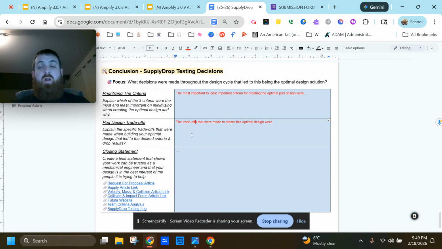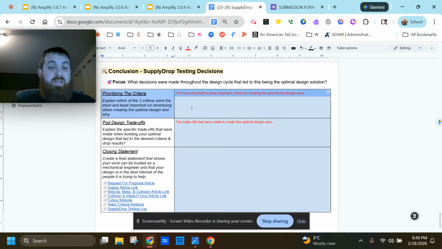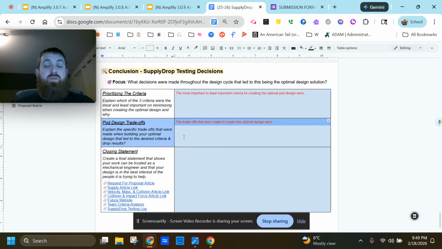Don't just say we traded off one criteria for the other. That's what the prioritizing was for. This tells her the building side of it. Why did you go with a smaller parachute versus a larger parachute? Why did you go with 10% metal foam pads rather than 20%? What were those trade-offs? Okay.